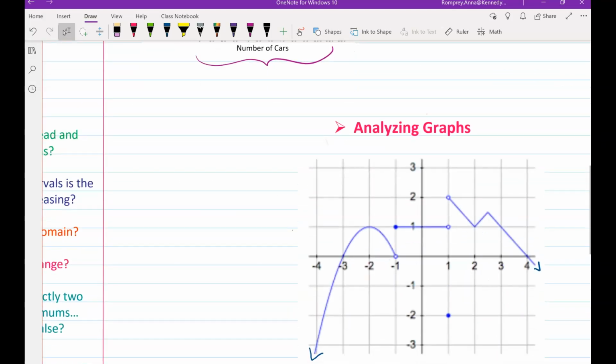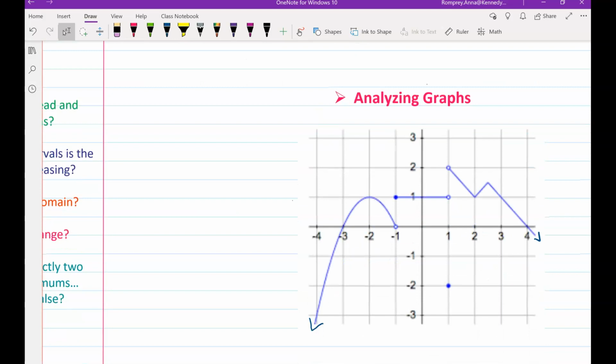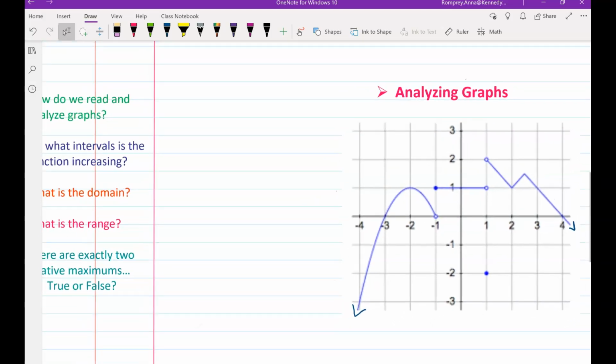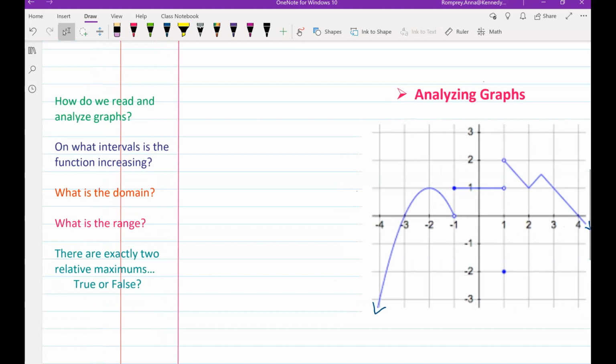Other times, we're given a goofy looking graph like this. Do not panic, okay? You're given this graph. We're just asked questions about it. So let's go over to our left side questions. And first it asks, yeah, this is kind of important. How do we read and analyze graphs?